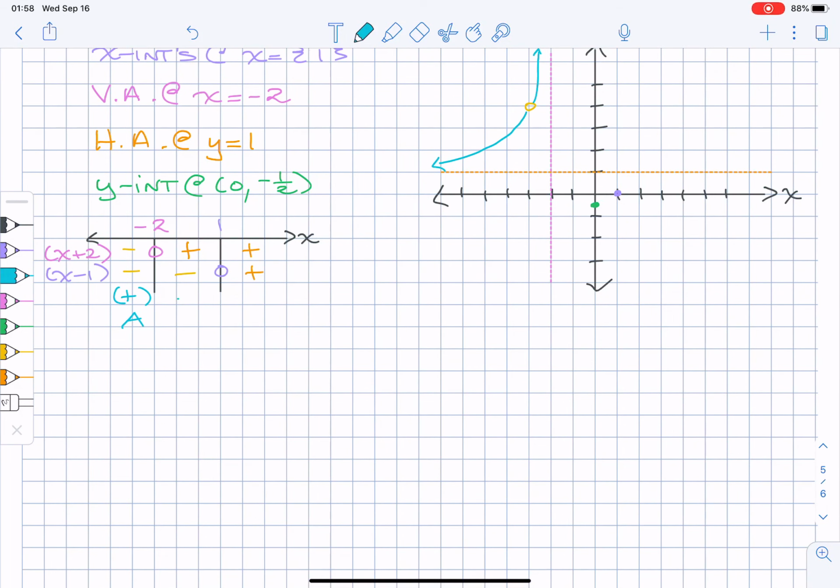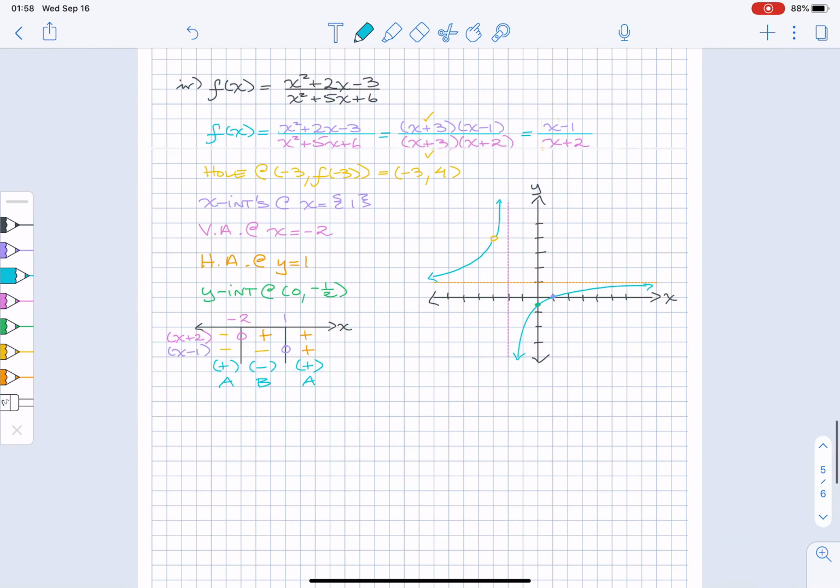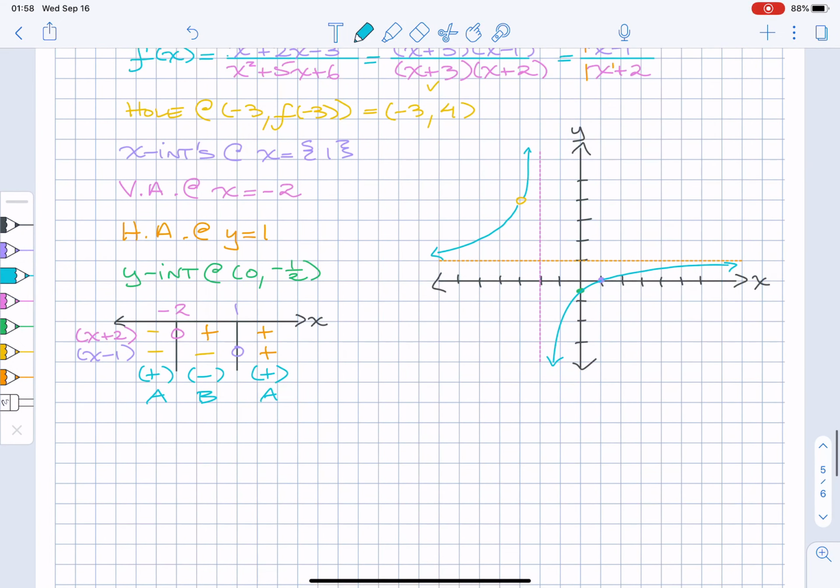Okay, 1 negative makes a negative. So between -2 and 1, I'm beneath the x-axis. And then 2 positives make a positive, so to the right of 1, I'm above the x-axis. Okay, so that's an estimate to the graph of f of x.